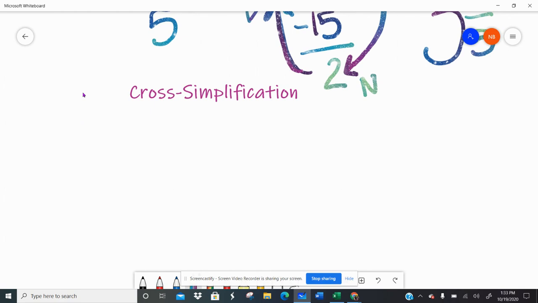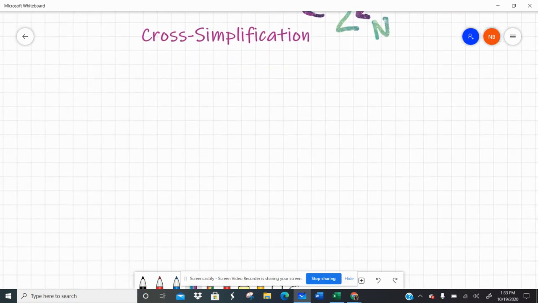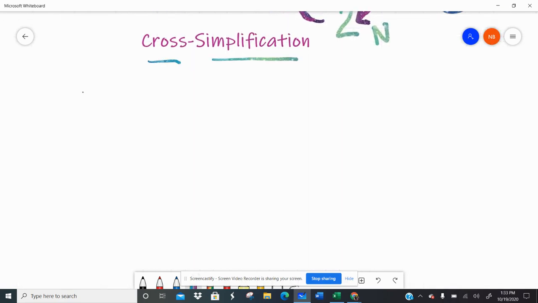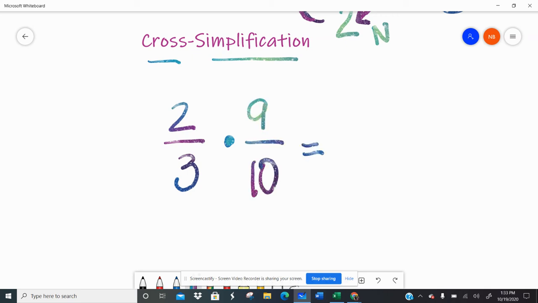All right, let's look at this last one. The last one is called cross simplification. And once we get a little more into multiplying and dividing fractions, this will make a lot more sense. But say I have the fraction 2/3, and I want to multiply that by 9/10. When I use this cross simplification method, I look at the numbers diagonal from each other, and I see if I can make those smaller, if they have a common factor.